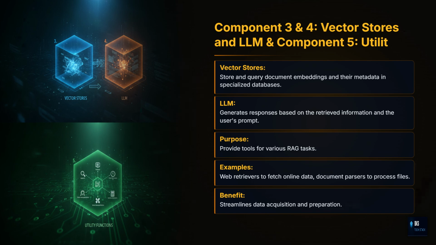These can include things like web scrapers to pull information from websites, or parsers to read different file types like PDFs or CSVs. They essentially help us gather and prepare the data before it gets processed by the other components, making the whole process more robust.